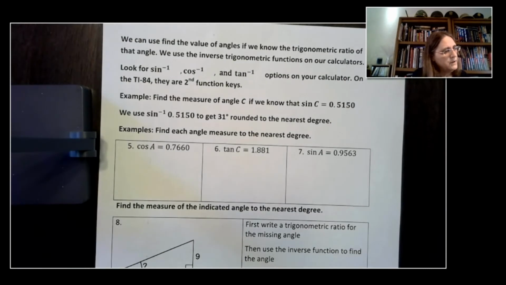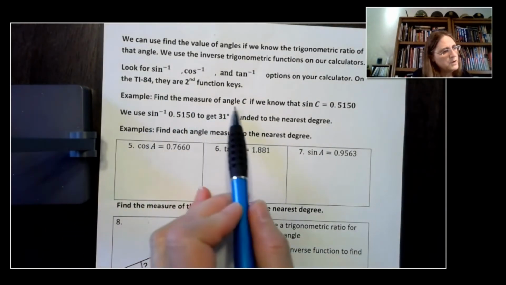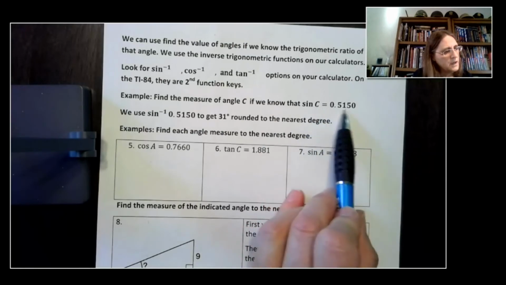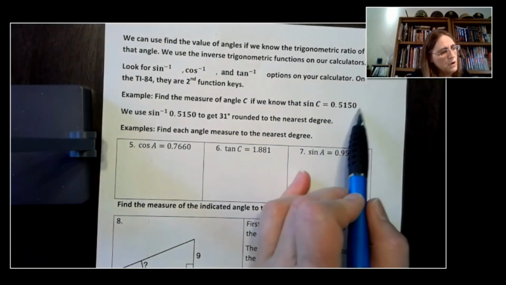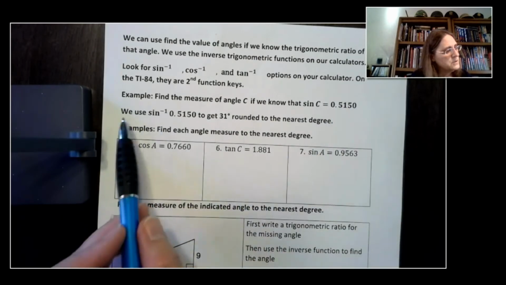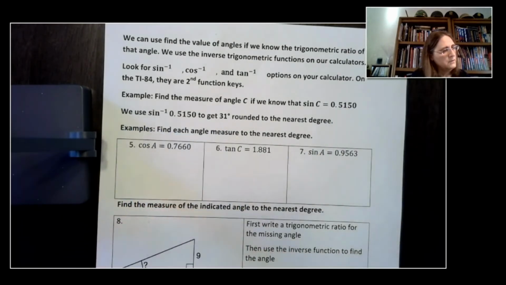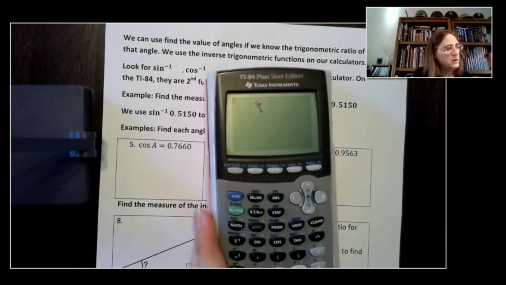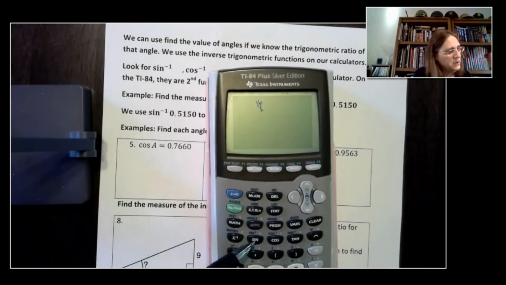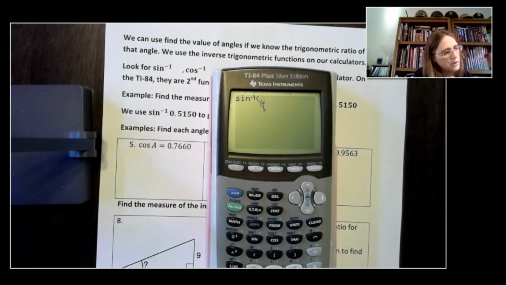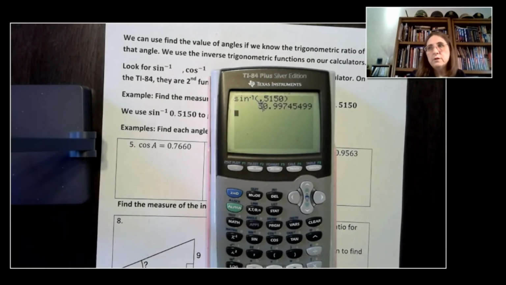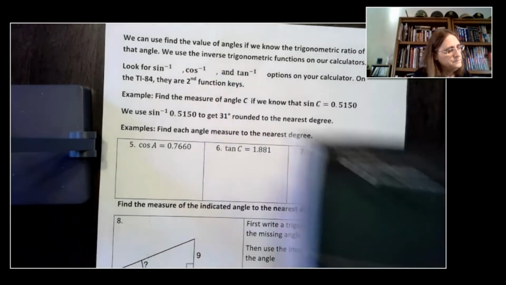So let's go ahead and find the measure of angle C if we know that sine C is equal to 5 over 10. So we know what that ratio is. We're going to do sine inverse, and I'm going to show you how that works. Here's our sine button right here. It's the second function sine. I'm going to enter the ratio, and I get about 31 degrees on that.